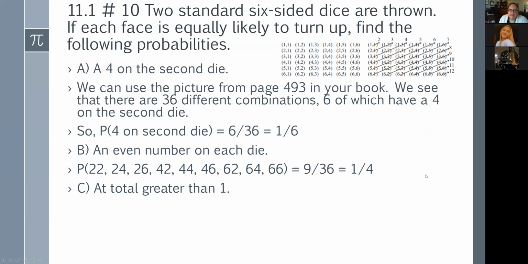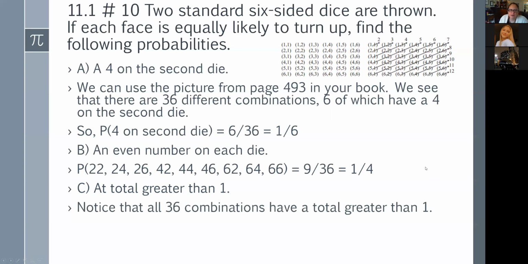Part C is getting a total greater than 1. So here they're talking about adding the two numbers. And notice, no matter what you roll, when you add them up, you get something bigger than 1. So all 36 combinations have a total greater than 1. So the probability that the total is greater than 1 is 36 out of 36, which is 1, or 100%.